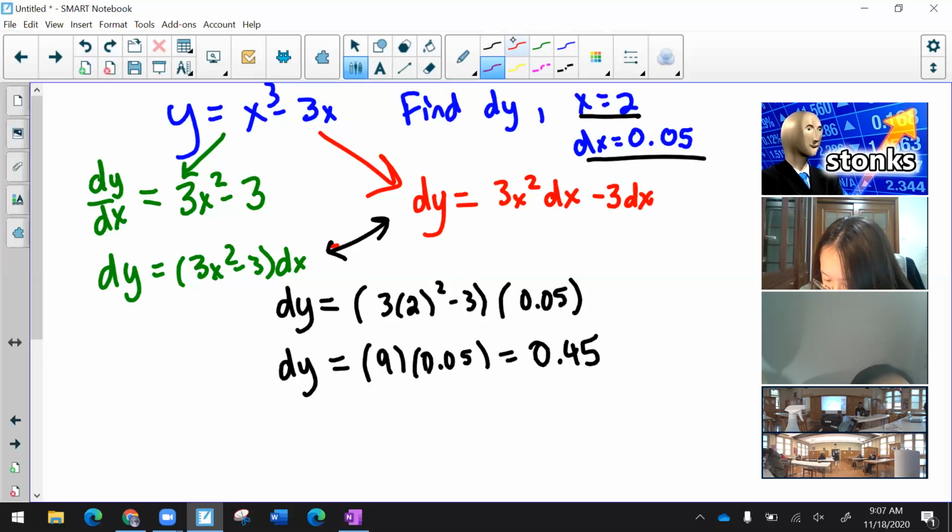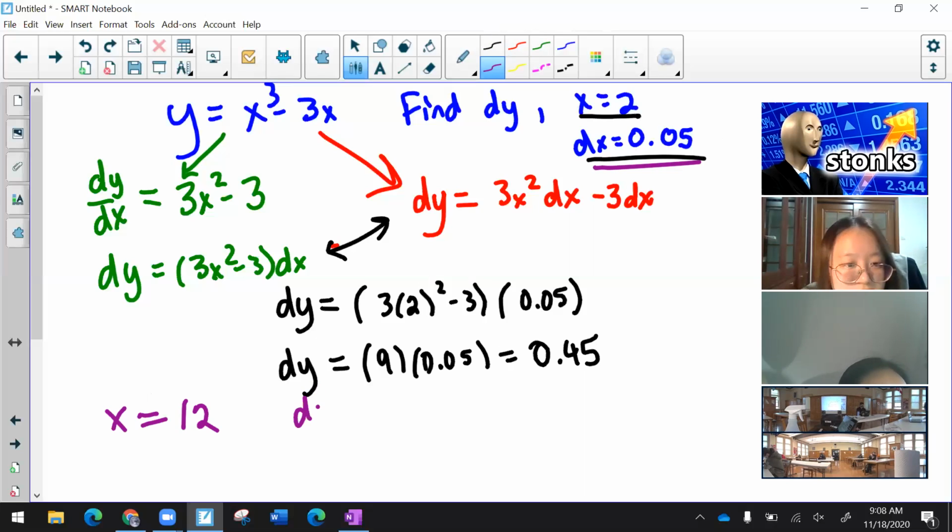I don't know what's going to happen, but I'd like to try this. What if we do it at a different x? Somebody pick a value for x that's away from 2. 12. Okay. So if we let x be equal to 12, we're going to take the same dx. I want to know what the same change in dx is going to give me.